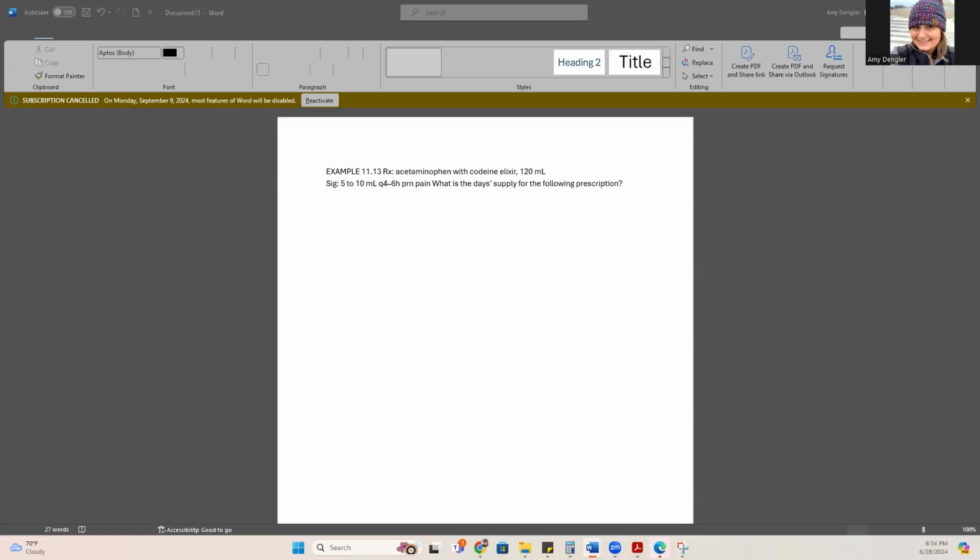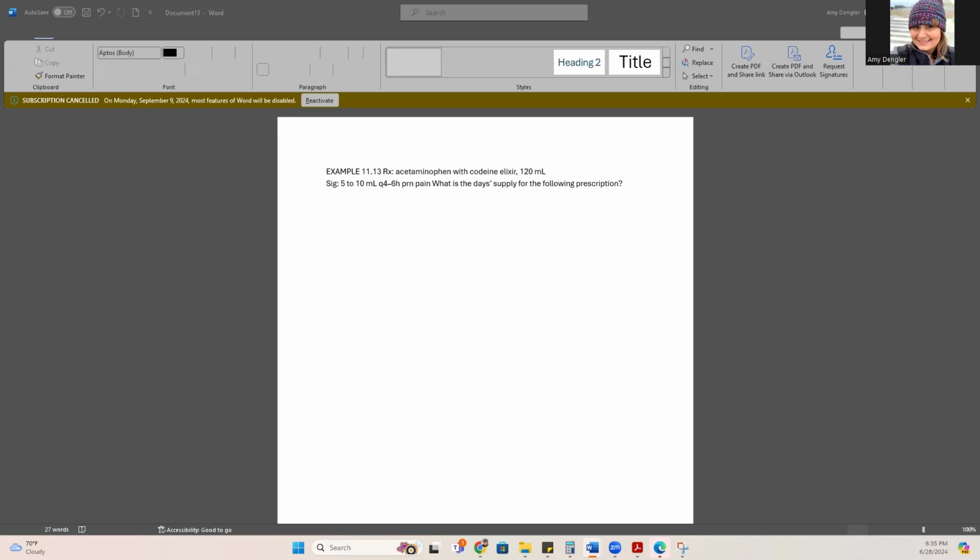Example 11.13, we have acetaminophen with codeine elixir, 120 ml. The sig is 5 to 10 ml every 4 to 6 hours PRN pain. What is the day supply for the following prescription? So we need to figure out how much the patient's going to use per day and divide that by the amount in the prescription, which is 120 ml.